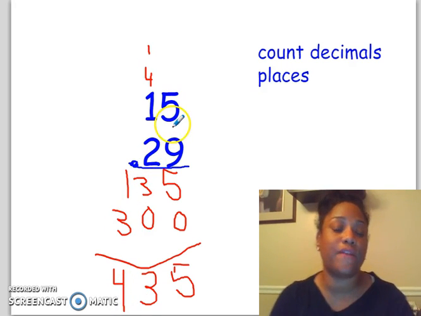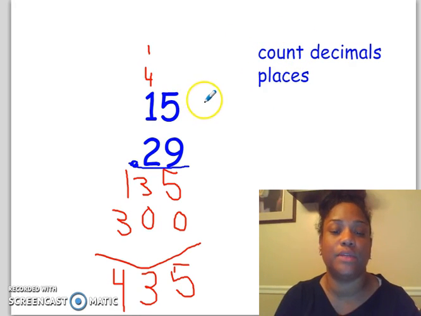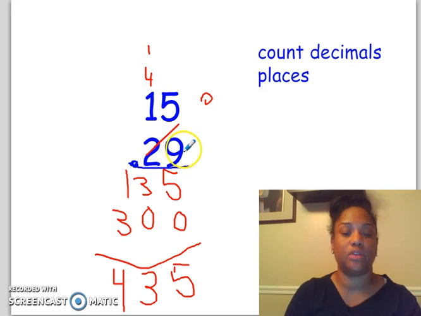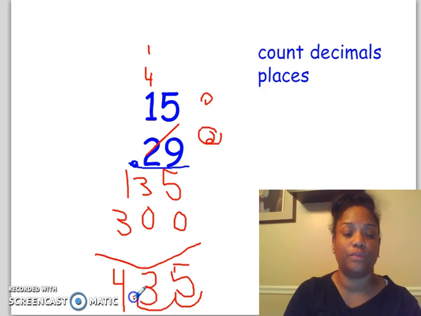Okay, so this is not our final answer because we needed to count the decimal places. So there's no decimal place here. And we have two decimal places here, 1, 2. So now our answer is going to be 2 because 2 plus 0 is 2. So we're going to move our decimal place 2 places, 1, 2. So our final answer is 4 and 35 hundredths.